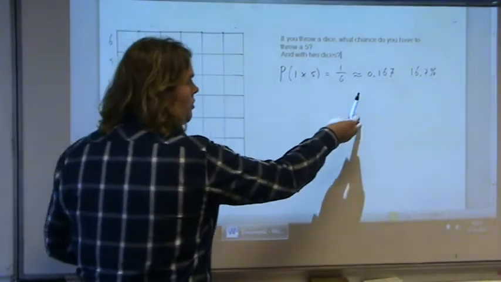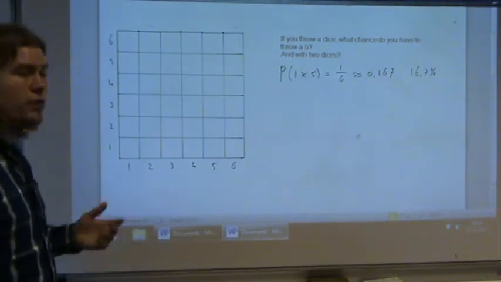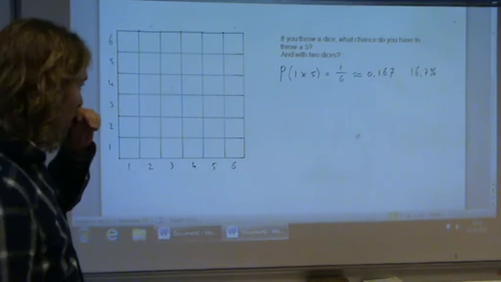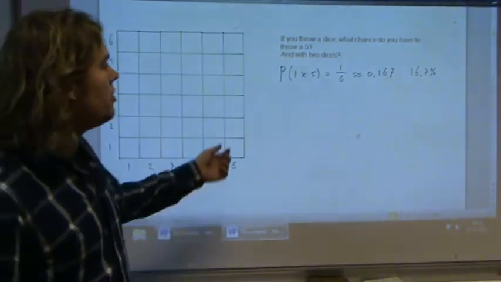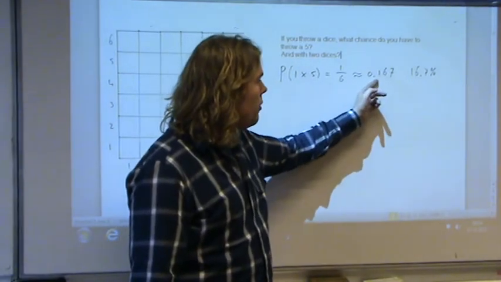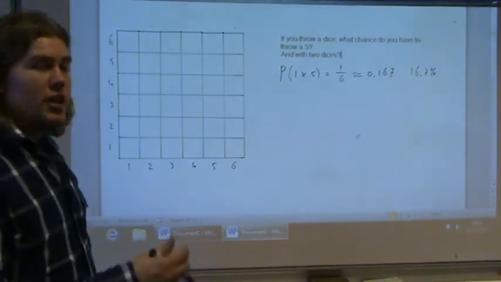Also, if you add this, so you have this for the 5, and if you would also calculate it for the 1, the 2, the 3, the 4 and the 6, and you add it all, then you have 1. So your total chance is always 1, and the chance you get a 5 is 0.167.